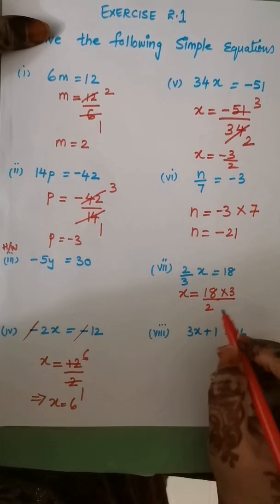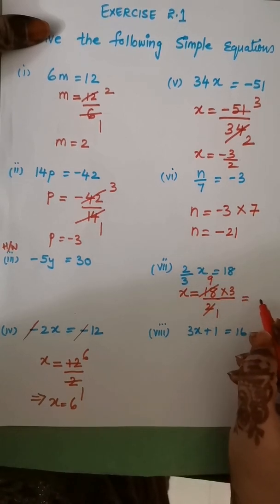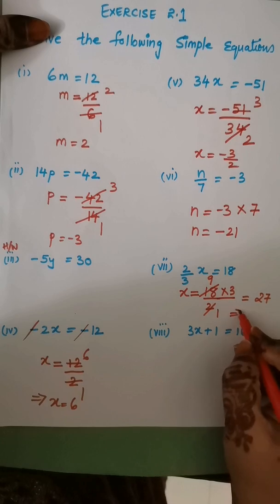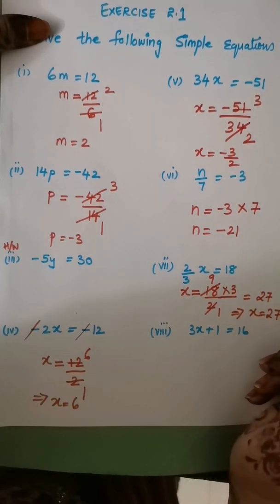Okay, so like this. 2 ones are 2, 2 9s are 18. So 9 3s are 27. What is the answer? X is equal to 27 is the answer.